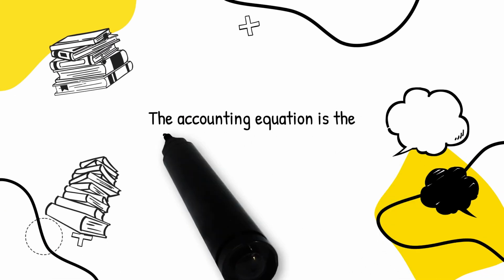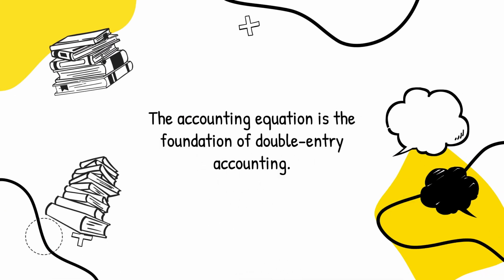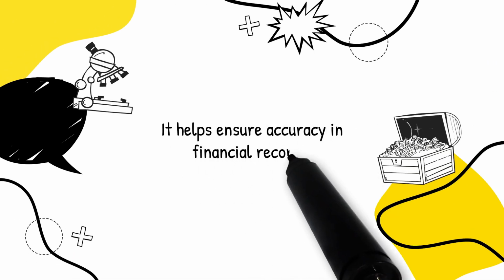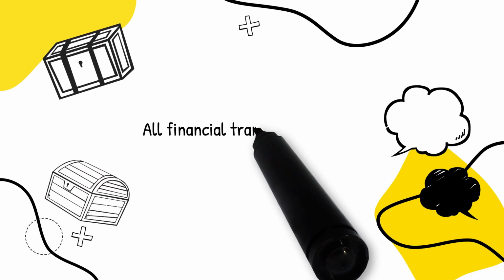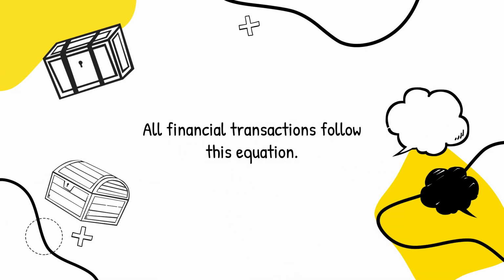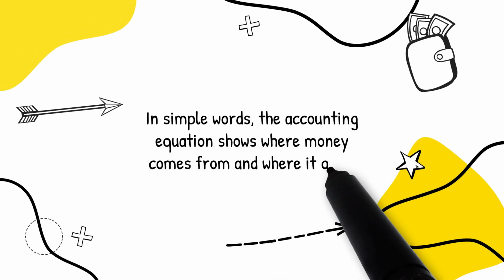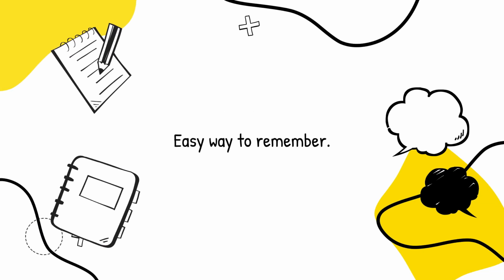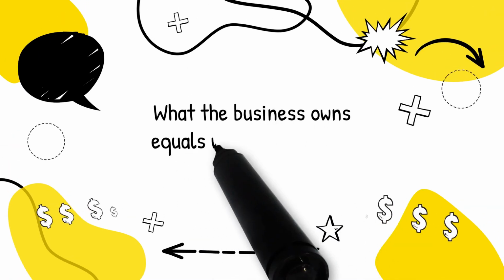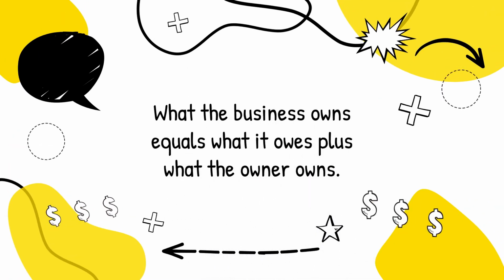The accounting equation is the foundation of double-entry accounting. It helps ensure accuracy in financial records. All financial transactions follow this equation. In simple words, the accounting equation shows where money comes from and where it goes. Easy way to remember: what the business owns equals what it owes plus what the owner owns.